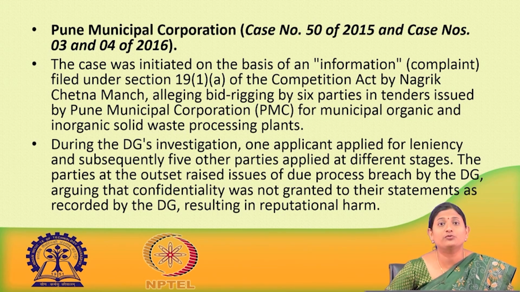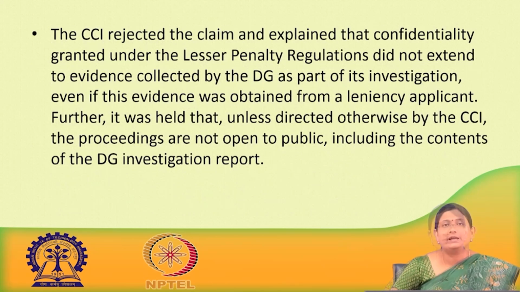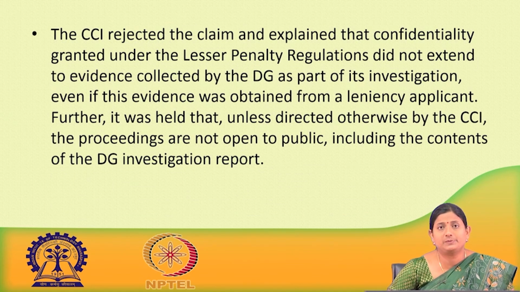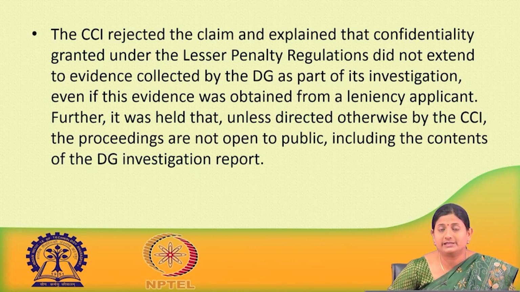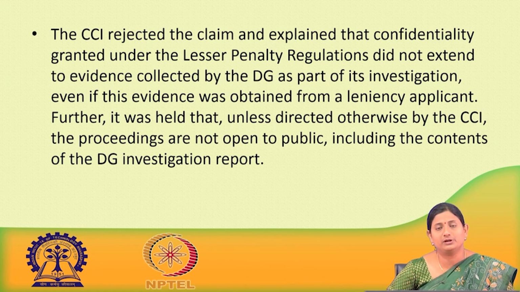they raised certain issues regarding the confidentiality of their disclosure and the nature of the statements they made. They asked for confidentiality, so that their names and the kind of information they were disclosing would not be revealed. Regarding this, the CCI explained that the confidentiality granted under the lesser penalty regulation did not extend to the evidence collected by the DG as part of the investigation. Their names can be kept confidential, but not the evidence, because evidence is the prima facie basis on which the judgment will be given. So, the evidence cannot be kept confidential, even though it is obtained from a leniency applicant.